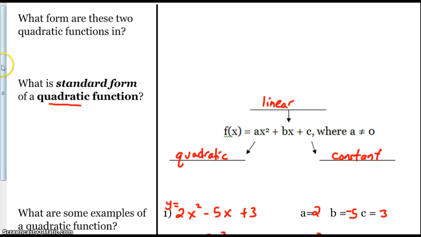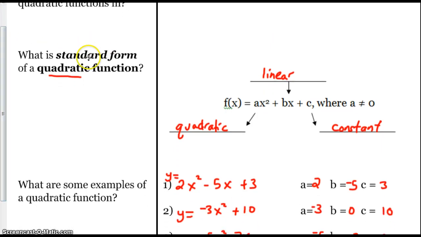And this was in the last video, but just remember, whenever I say the word standard form of a quadratic function, it's in this form: ax squared plus bx plus c, where a, b, and c are real numbers, and our a is the number in front of the quadratic, the x squared term, and our b is the number in front of the linear term, our x, and our c is our constant.